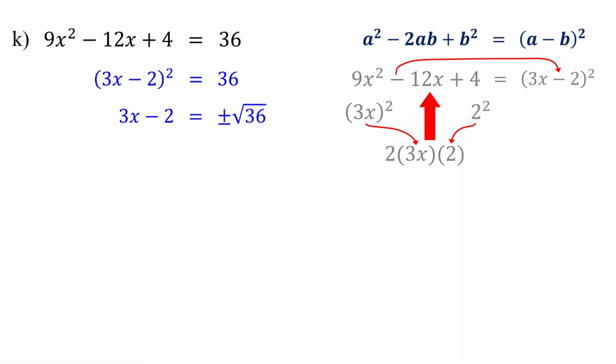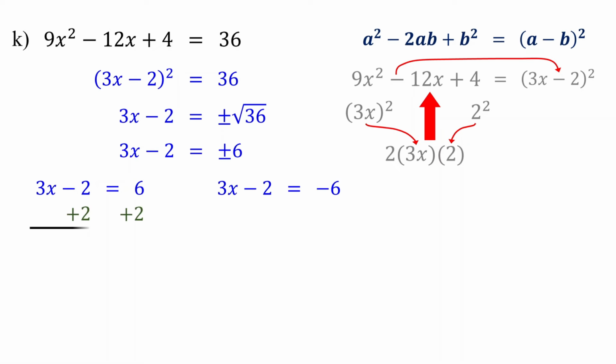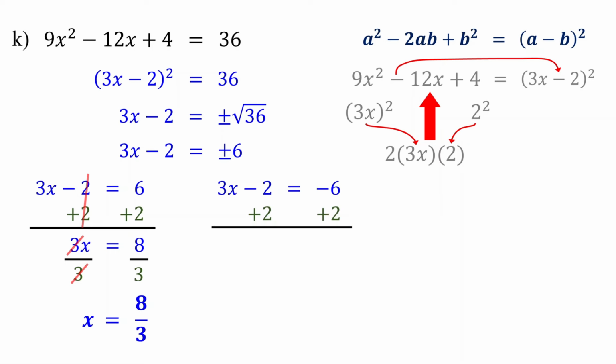Now, apply the square root property. The square root of 36 is 6. Next, set up the two equations and solve them. For the first equation, add 2 to both sides of the equation to isolate 3x. Then, divide both sides by 3, and you get x equals 8 over 3. For the second equation, again, add 2 to both sides of the equation to isolate 3x. Then divide both sides by 3, and you get x equals -4 over 3. Therefore, the solutions are x equals 8/3 or -4/3.